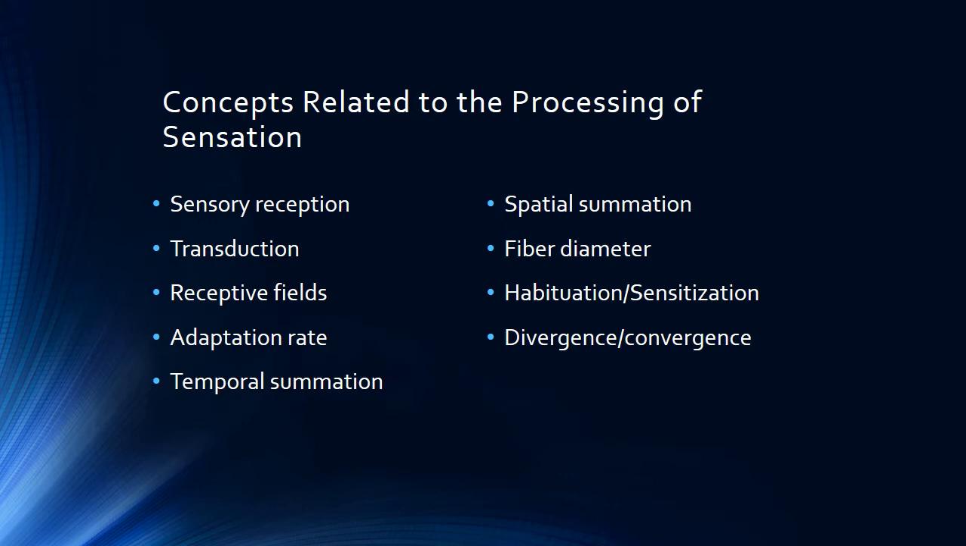We've got spatial summation, which involves activating several receptors and summing the excitation from each to produce a response. So spatial meaning over a larger surface. So for example, we might not notice just one tiny finger touching our skin, but when that whole hand touches our skin, we notice it a bit more because it's all added together. The fiber diameter. This is the idea that the diameter of the fiber plays a role in determining how fast signals are transmitted and how quickly we're able to detect stimulation.